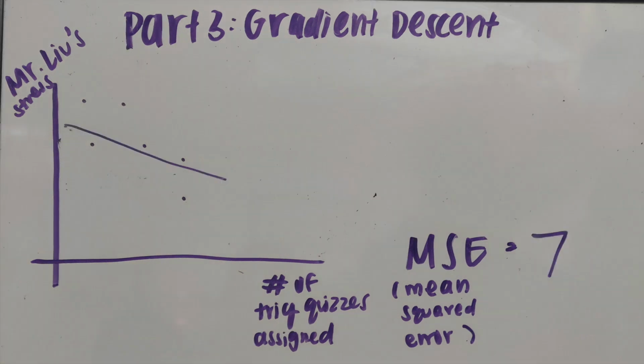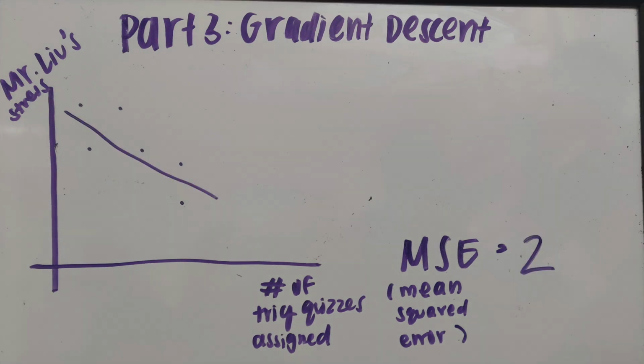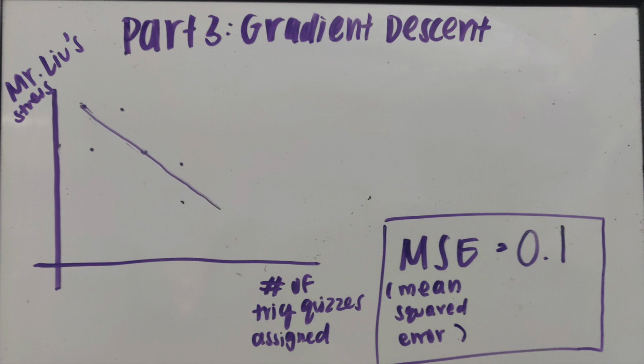A slightly negative line would give us an MSE of 7. An even more negative line would give us an MSE of 2. Finally, the lowest MSE we're capable of receiving from the scatter plot is 0.1. This is the most accurate line. In conclusion, the smaller the MSE, the more accurate the regression is.